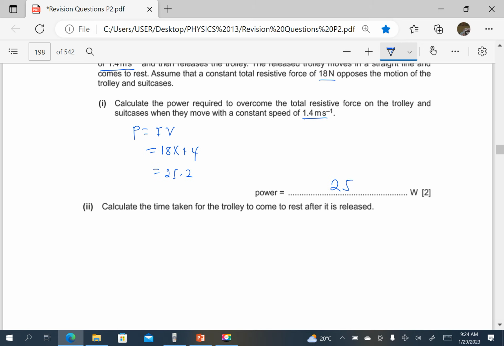Calculate the time taken for the trolley to come to rest after it is released. Note that when it is released, it is moving with a speed of 1.4. Then if it comes to rest, final velocity is going to be zero. So we can begin by finding the acceleration.